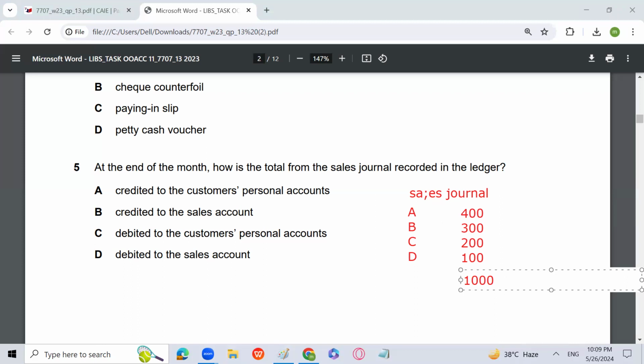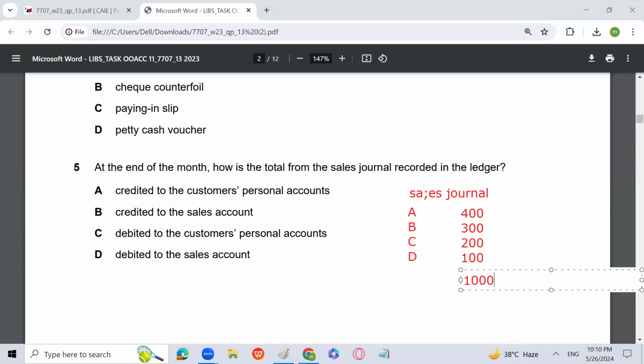It will be credited to the sales account, because the amount which is going to be recorded in the customer account, in a trade receivable account, is going to be recorded in the sales ledger, and that will be recorded separately. In sales ledger we will prepare a T account of A and it is debited by 400. T account of B is debited by 300. T account of C will be debited by 200. T account of D will be debited by 100.